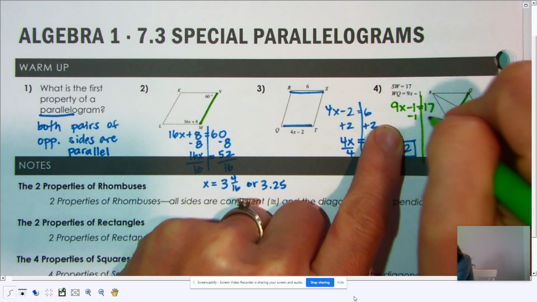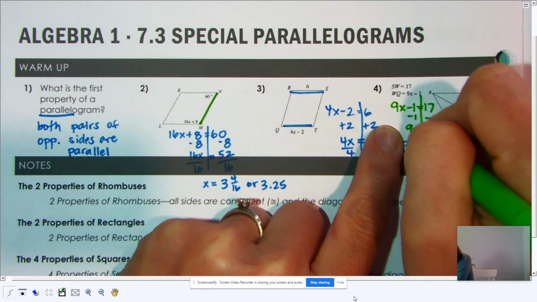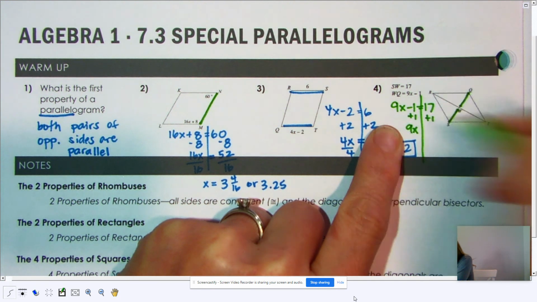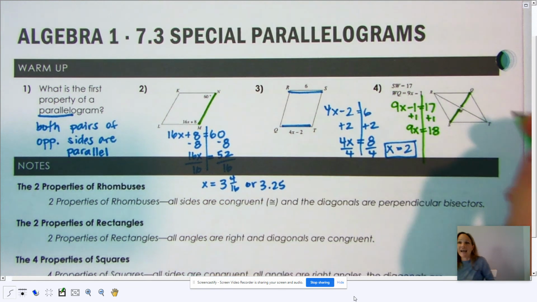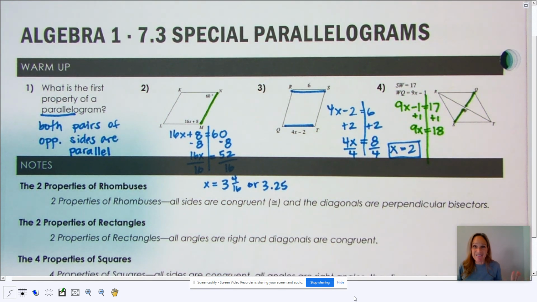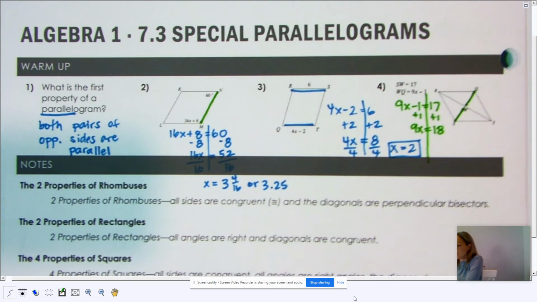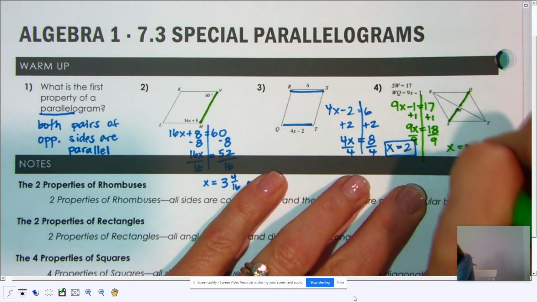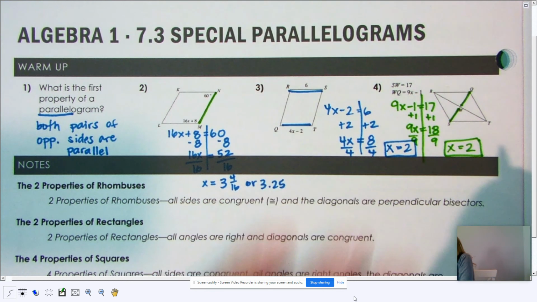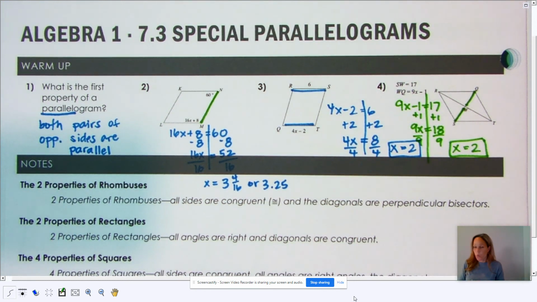I'm going to minus the 1 on both sides. So I get 9x, just kidding, add the 1. And so we get 9x equals 18. I cannot talk and write at the same time. I'm trying my best here, folks. But okay, so divide by 9 on both sides. So we get x is equal to 2. All right, so that was our warm-up.